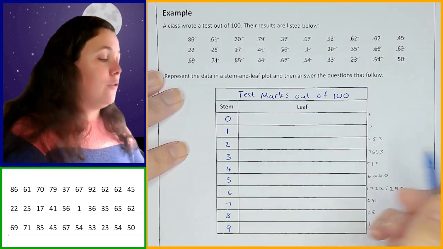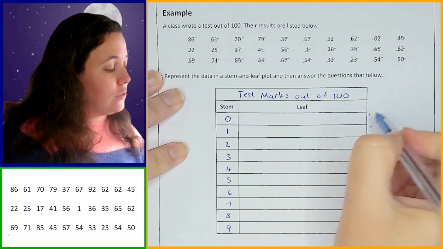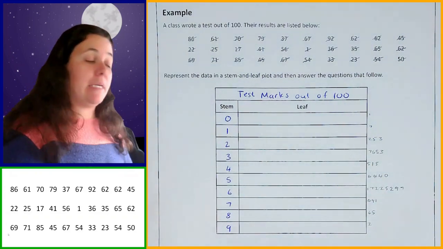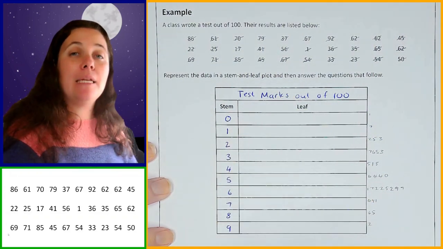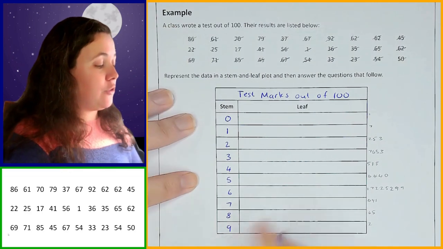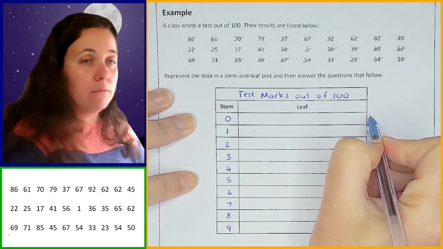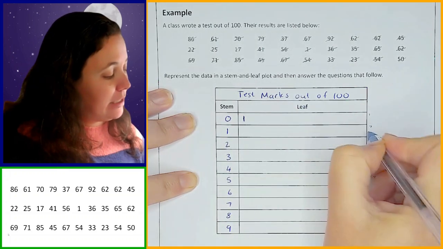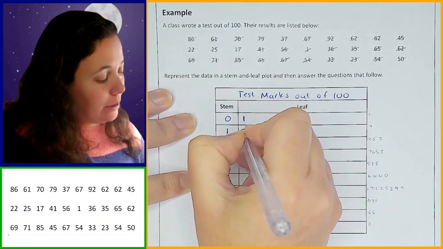Okay, so to do the neat version, I look at each of the intervals and I need to make sure that I put them in ascending order from smallest to biggest, and I need to make sure that I write them neatly in columns. Okay, so the first one, I only have one digit there, it's a 1, so it's just going to go 1 like that.